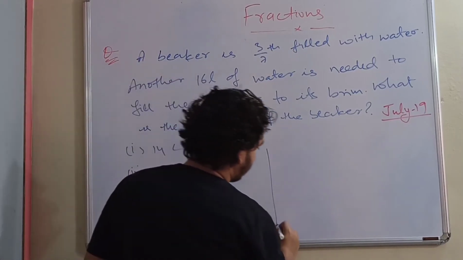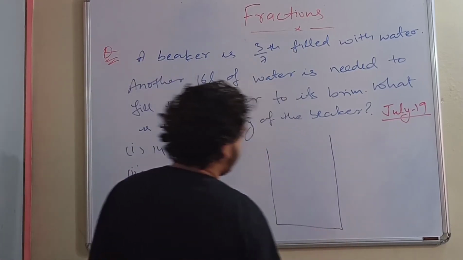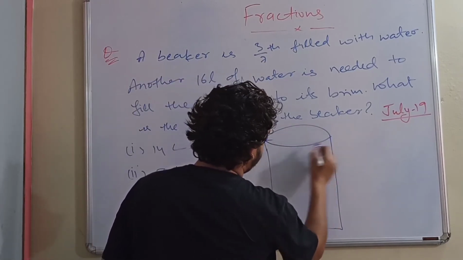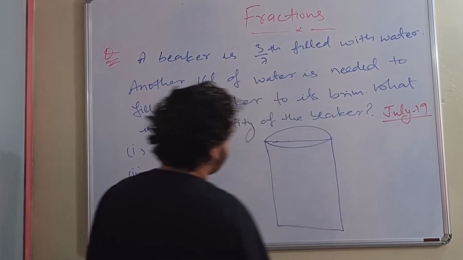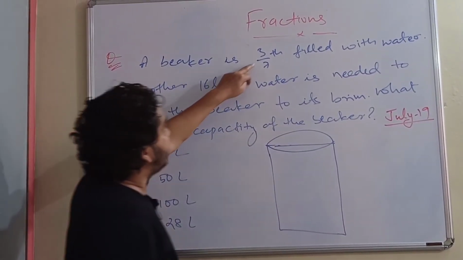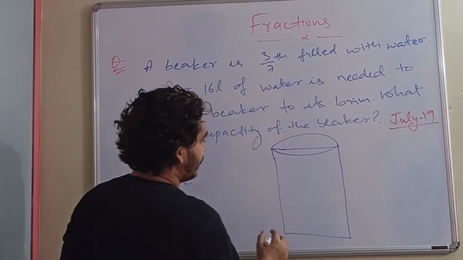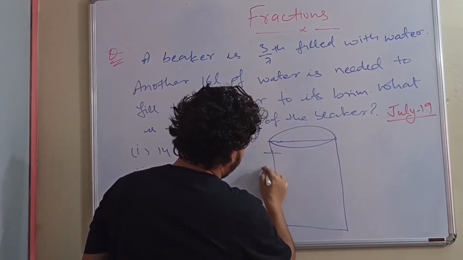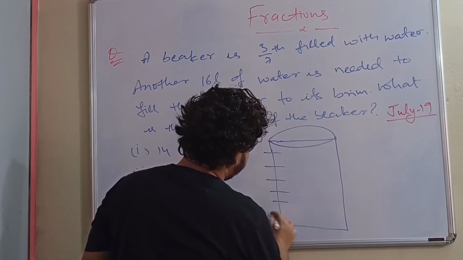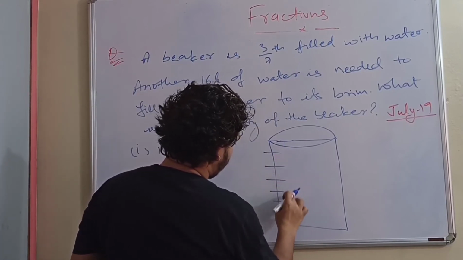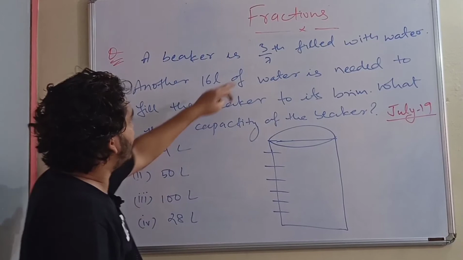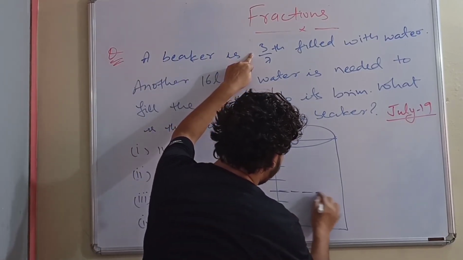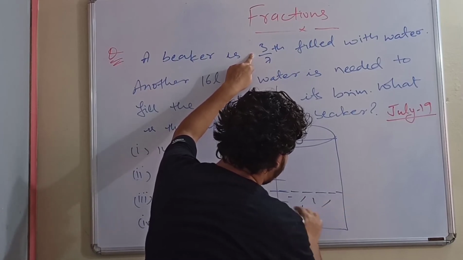So there is a beaker. Fine. It says that this is its brim. Now what is it saying, that it is filled up to what? The 3 by 7th part. So let's take, if I divide this into equal 7 parts: 1, 2, 3, 4, 5, 6, 1, 2, 3, 4, 5, 6, 7. So it is filled up to what? Up to 3 by 7. 1, 2, 3. It is filled up to here.